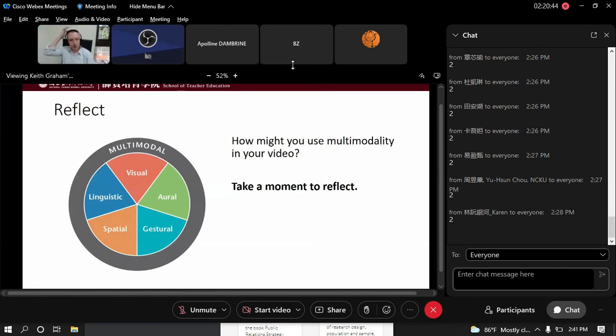So I want to give you a moment, and I want you to think about your topic. How can you use these different modes? You may not be able to use all of them, but I'm curious. I want you to think about your topic, and I'll give you a minute or so to put in the chat: how might you use the visual mode, or the oral mode, or the linguistic mode, or the gestural mode, or the spatial mode? Take a moment and put your ideas in the chat. Because of time, I won't give you too long to do that, but I want to give you a minute.